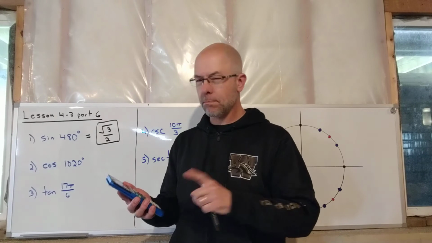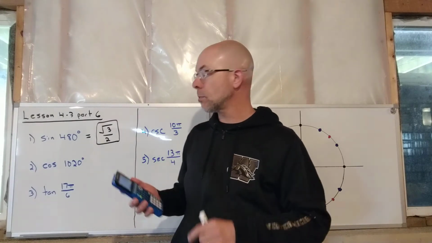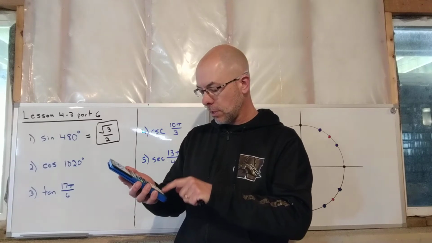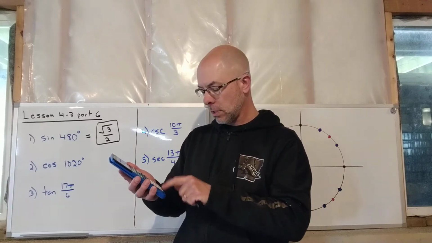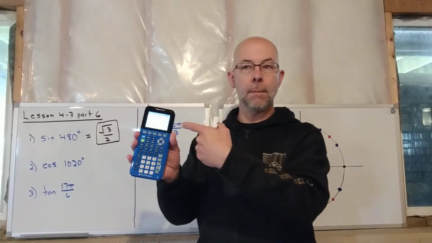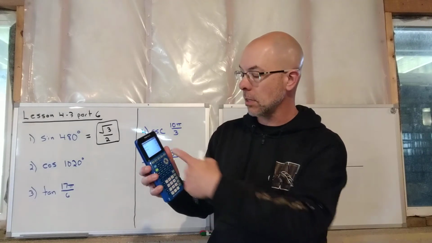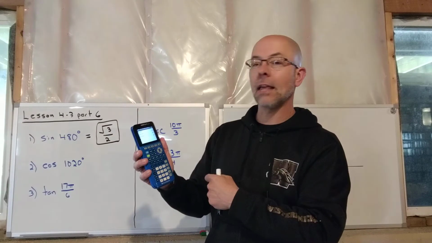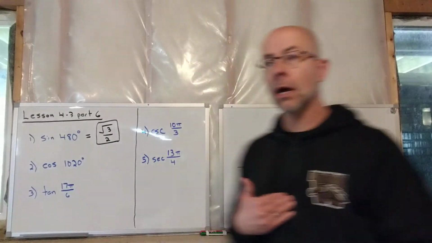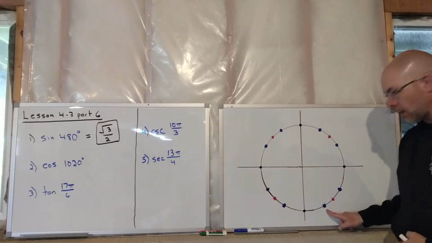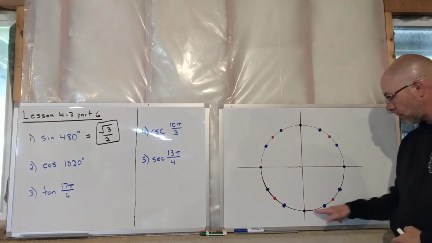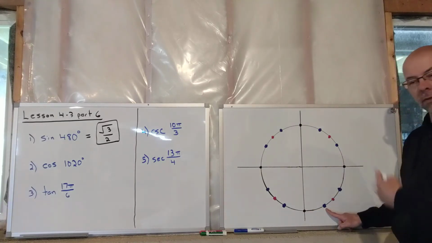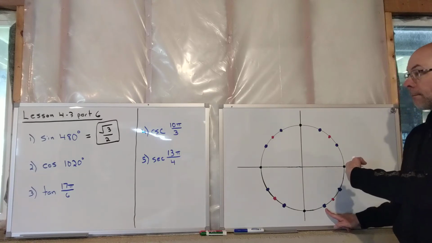Now, 1020 is a bit larger, so I'm probably going to have to subtract 360 a few times. Minus 360, minus 360. I got 300. I want something under 360. The first time I subtracted, I got 660. Still too big. And then got 300. I just need to know where 300 is. 300's right there. 30 degrees past 270, 60 degrees before 360. However you want to think of it, 300's right there.